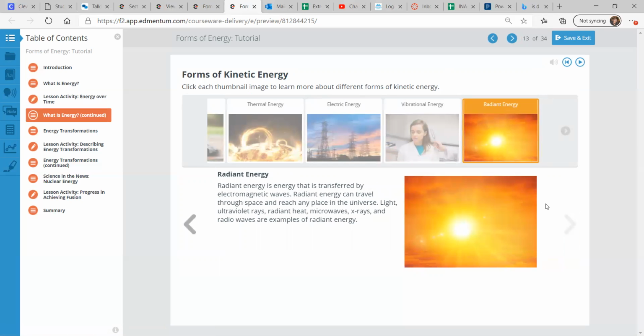Then lastly, we have radiant energy. Radiant energy is energy that is transferred by electromagnetic waves. Radiant energy can travel through space and reach any place in the universe. Light, ultraviolet rays, radiant heat, microwaves, X-rays, and radio waves are examples of radiant energy.